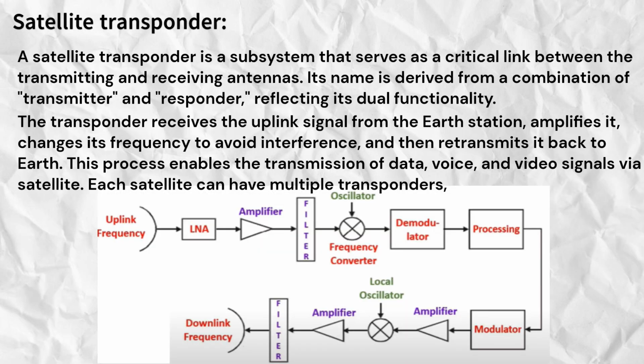Importance of satellite transponder. A satellite transponder is a subsystem that serves as a critical link between the transmitting and receiving antennas. Its name is derived from a combination of transmitter and responder, reflecting its dual functionality. The transponder receives the uplink signal from the Earth station, amplifies it, changes its frequency to avoid interference, and then retransmits it back to Earth. This process enables the transmission of data, voice, and video signals via satellite. Each satellite can have multiple transponders, each operating on different frequencies.